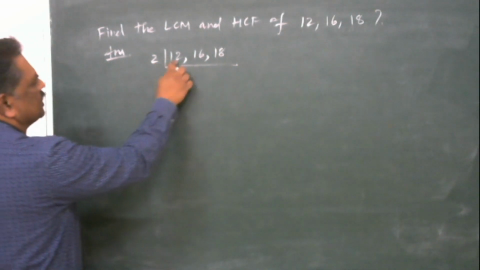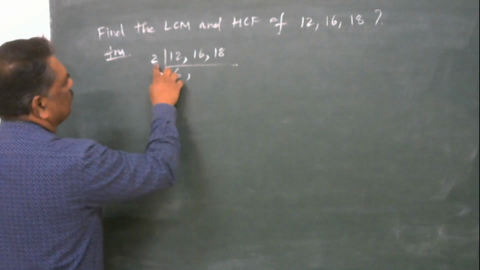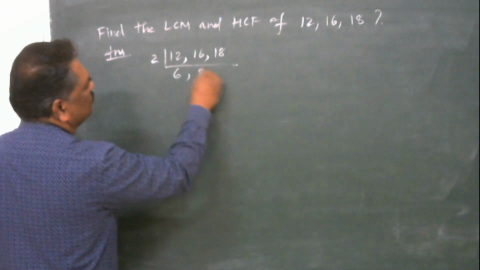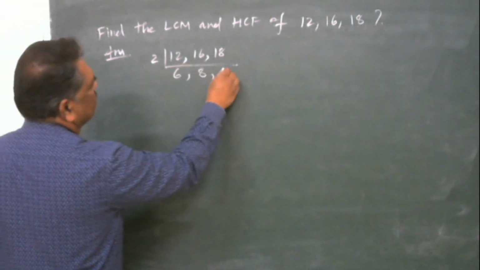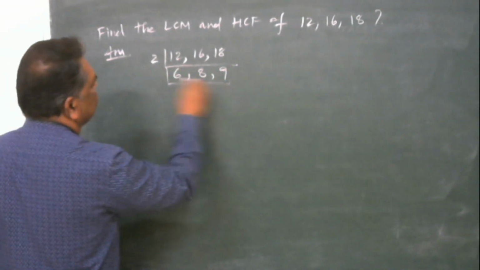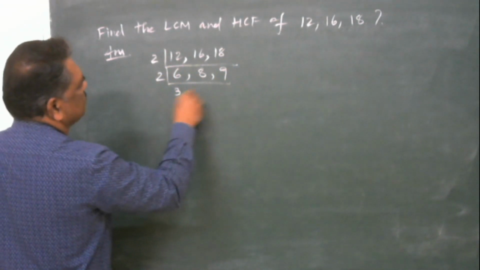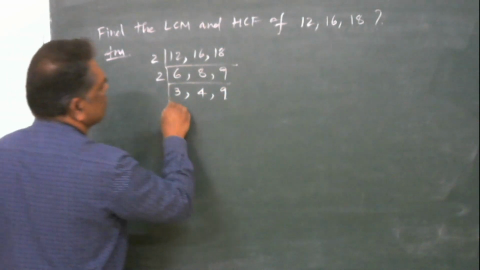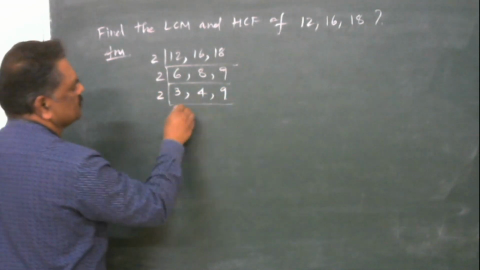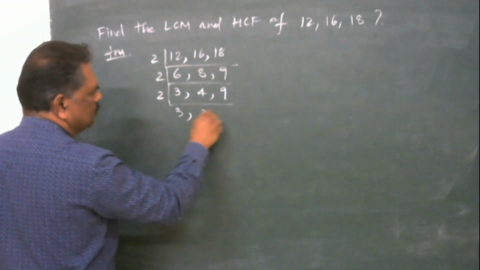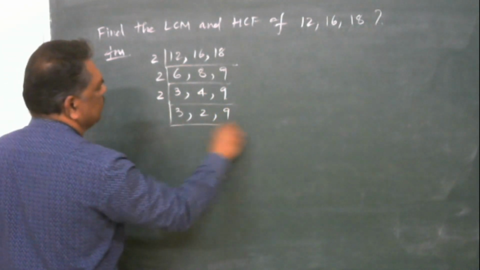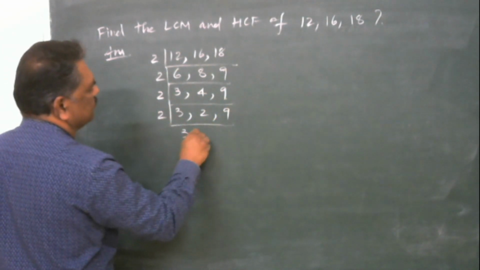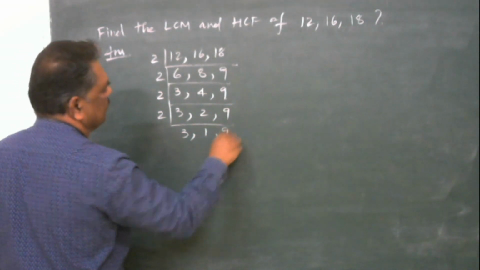How many 2's are there in 12? 6. How many 2's are there in 16? 8. How many 2's are there in 18? 9. Again divide by 2. 3 2's are 6, 4 2's are 8. 9 is not divisible, keep it as it is. Again divide by 2: 3, 4, 9. Again divide by 2: 3, 1, 9.